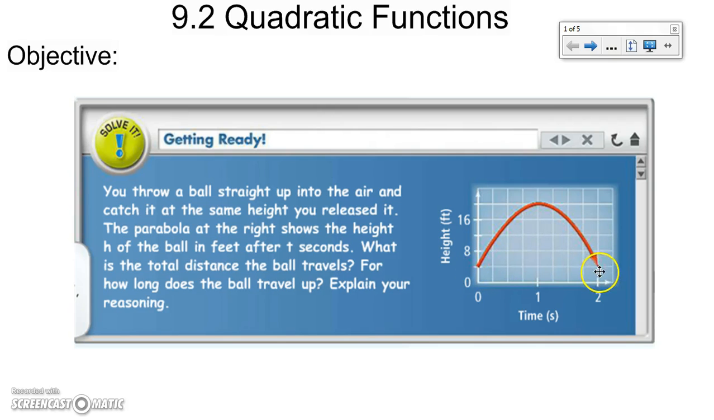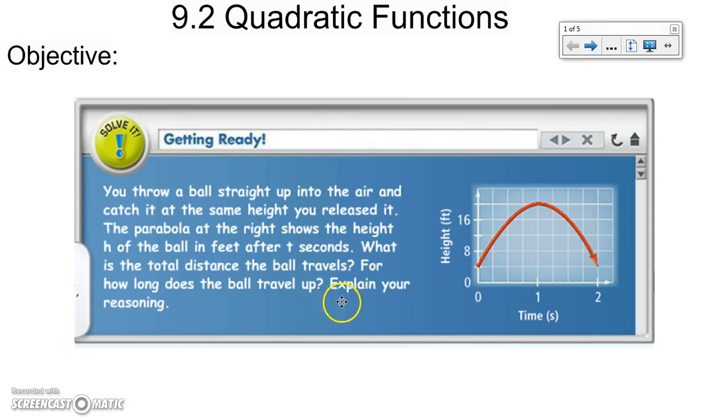Up and back down. Okay, so it's starting at 0, 4. That means you're holding it probably about 4 feet above the ground. You throw it up in the air. The maximum height it reaches is 20 feet. And then by the time 2 seconds have passed, it's back in your hand at 4 feet.